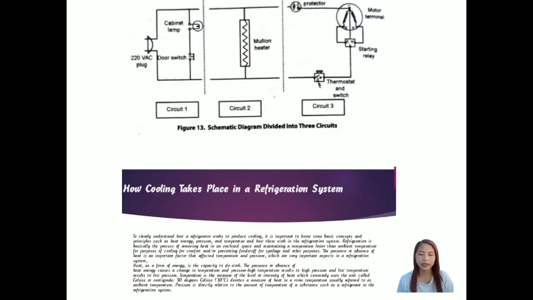Next, how cooling takes place in a refrigeration system. To produce cooling, first we plug in the refrigerator and it will produce cooling, involving heat energy, pressure, and temperature. Basically, the purpose of cooling is for comfort and for preventing foodstuff spoilage and other purposes. The presence and absence of heat is an important factor that affects temperature and pressure, which are very important aspects in a refrigeration system.